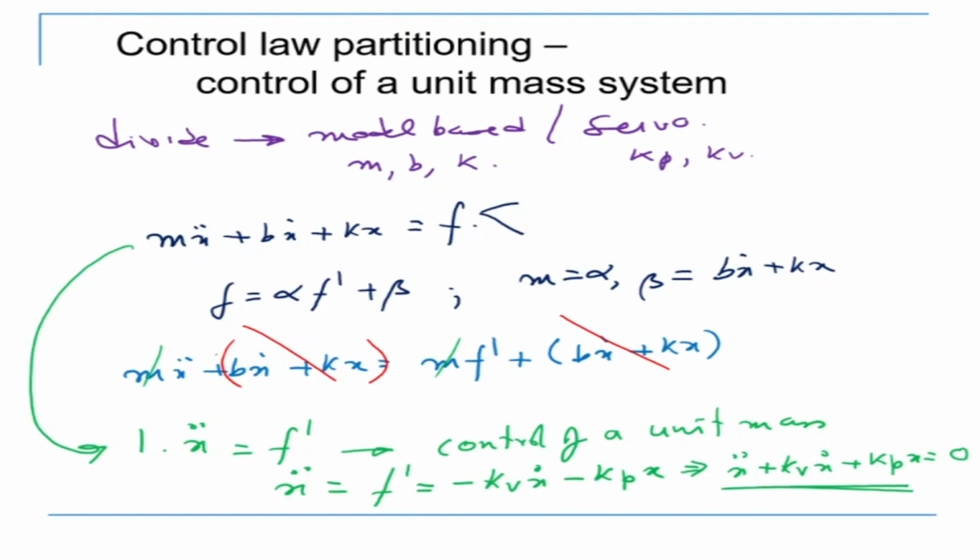Okay, so this is my equation now, and it is like the mass is a unit mass there. Okay, so for critical damping, I'll be requiring b square is equal to 4 mk. So for critical damping, kv is equal to 2 root kp. Okay, for the critical damping case, I have to choose a suitable value of kp and then find the value of kv. Okay, and then see whether we are satisfied with the response or not. So this is basically called control law partitioning, where we are dividing this into two parts. One is the servo part, and the other is the model part.